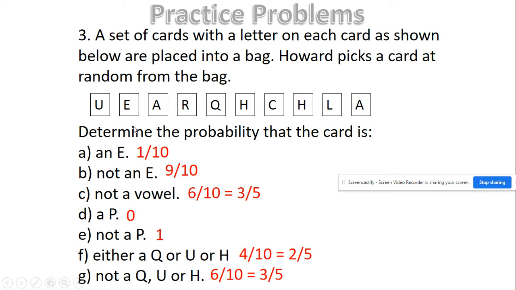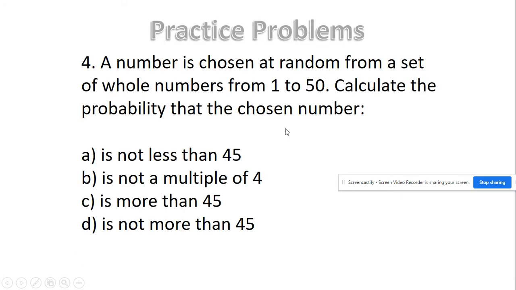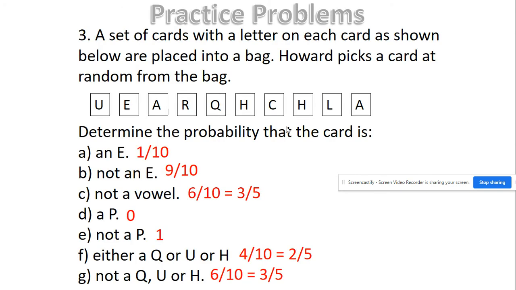So this page was reviewing what word? Complement. Most of the examples were complements. Like it was E, not an E. A P, not a P. Like that.